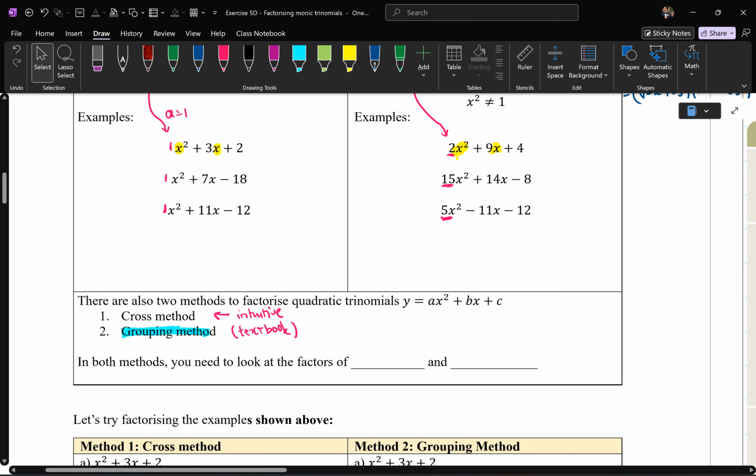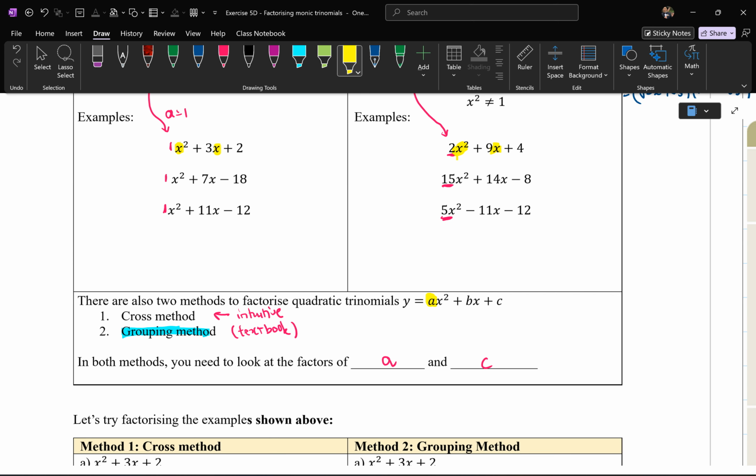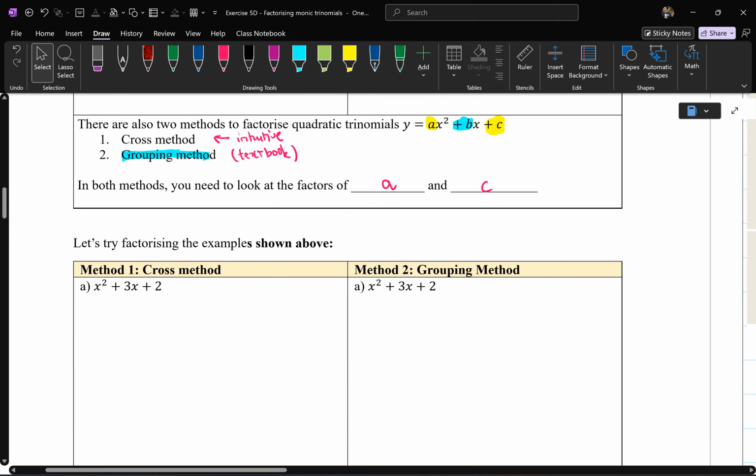In both methods, you need to look at the factors of A and C. So you look at the coefficient of x squared, and you look at the factors of the constant term. Both techniques will look at the factors, and you're trying to get it to work out to get your B. I'll show you a picture later, and you might want to use the third method that I found in year 10. Some weaker students were able to use this visual aid to factorize. Okay, so here we go. Let's do the first two first, and then I'll show you the third one.